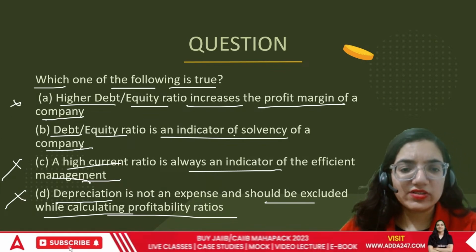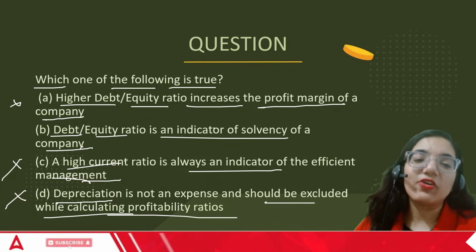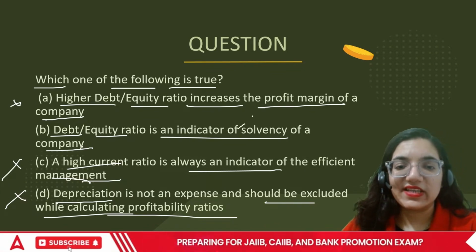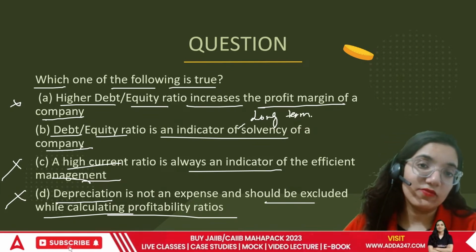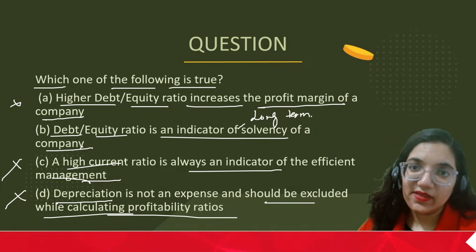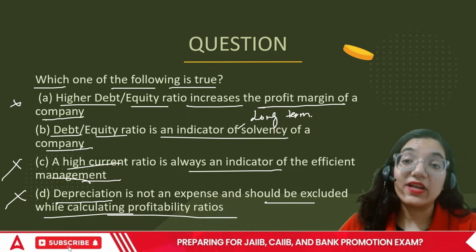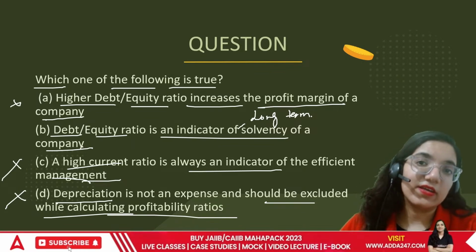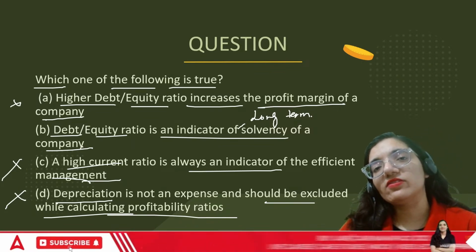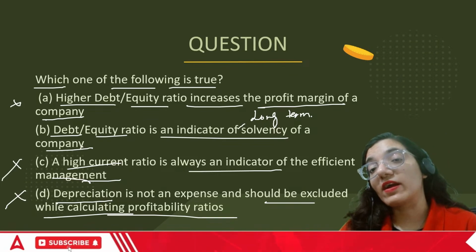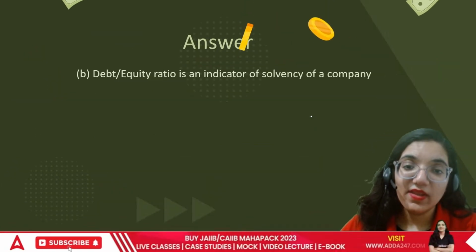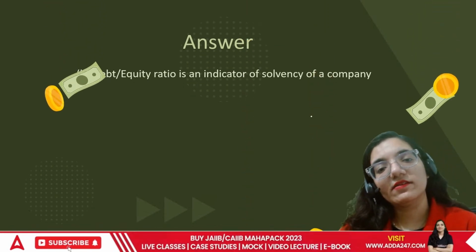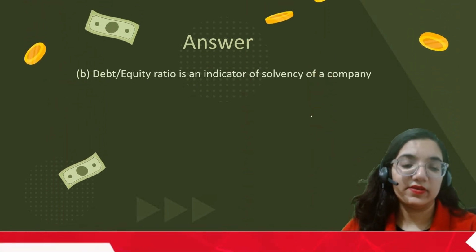Debt equity ratio is an indicator of solvency. In actual, it's basically an indicator of long-term solvency, not short-term. For short-term, we have current ratios. If I ask you for money today, do you have money today, and you say yes, that means you have short-term liquidity. If I ask you whether after 5 years you can pay me back, and you say yes, I can pay you back, that is long-term solvency. Anything which is beyond 1 year is considered long-term. That's the rule.